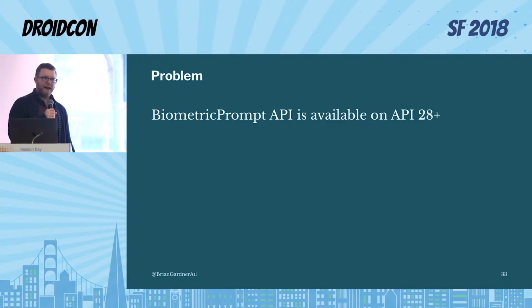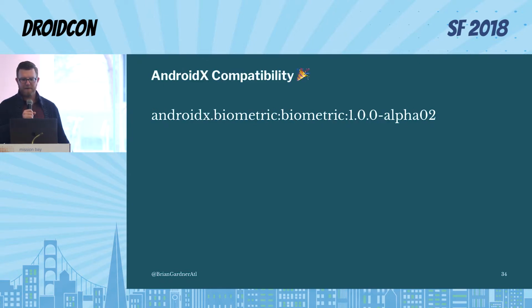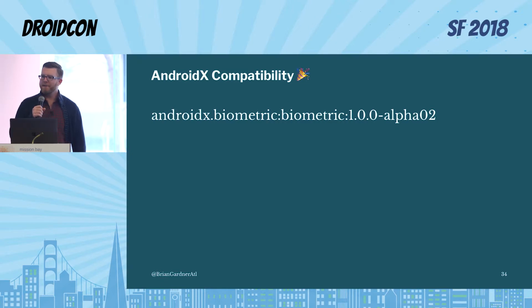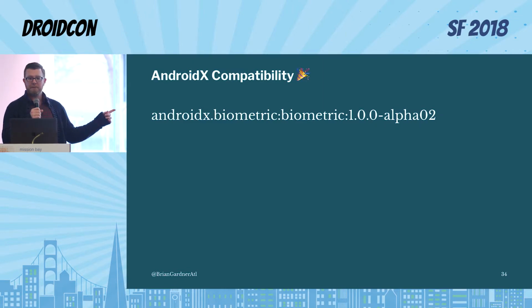Now there's a problem, and that problem is that the biometric prompt is only available on API level 28 and up. I don't know who has min API 28 right now, probably not many of you. As far as I know, I don't even think API 28 has shown up on the Android dashboards yet, so not many people. There is, however, good news, and that is that last week I found out that the AndroidX library has a biometric prompt. It is still alpha 2, so it is very, very early still, but it's available, so good news on that.